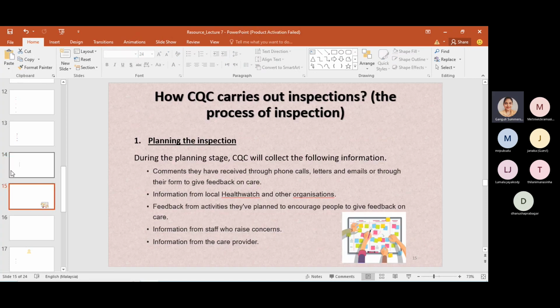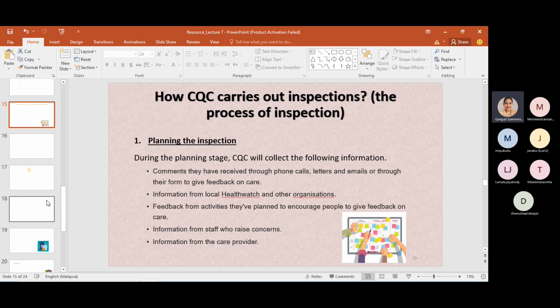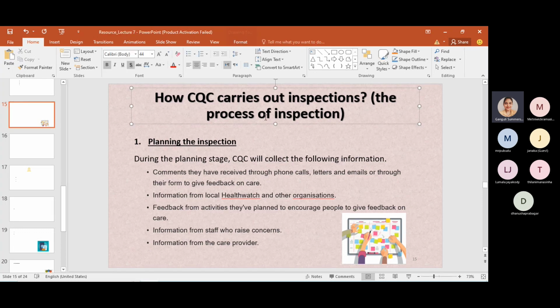Okay, so now we are going to learn about the process of inspection. You are going to learn about how the CQC carries out inspections. What are the steps of this inspection process? From this slide onwards, you are learning about the process of inspection at the CQC.